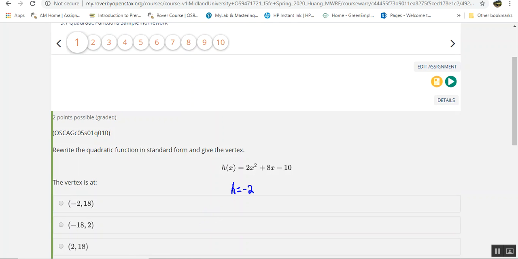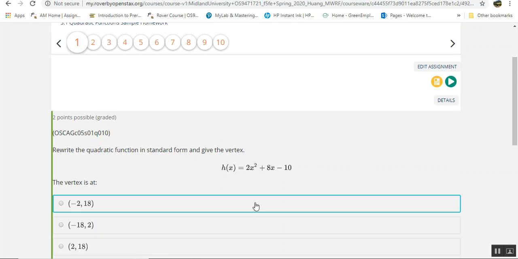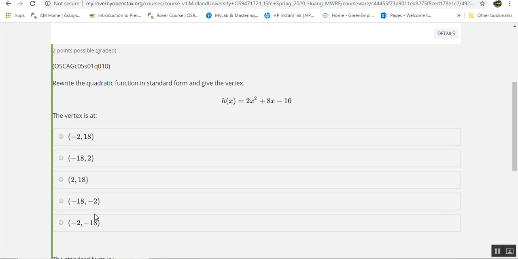h is equal to negative 2, and I can quickly find my k by plugging negative 2 into this function. Because we call the function h, it's a coincidence here. This first h means our axis of symmetry, but this is the function h given here. So h of negative 2 is what you need to evaluate, which gives you 2 times negative 2 squared plus 8 times negative 2 minus 10. I'll leave you to do the algebra, but this is supposed to be your k, and therefore you're gonna find your vertex, right?